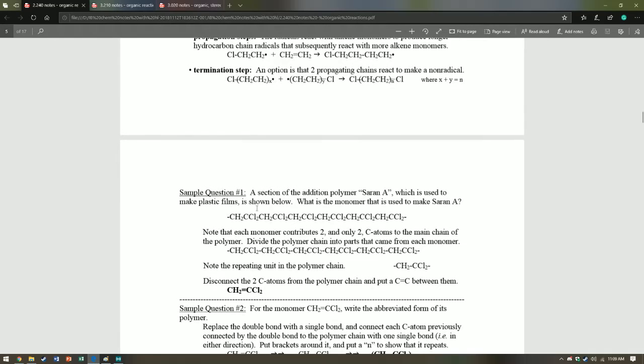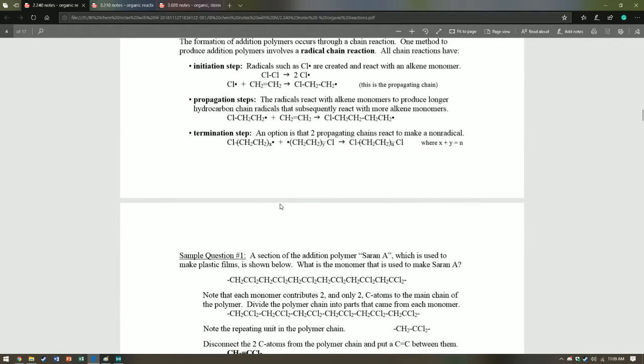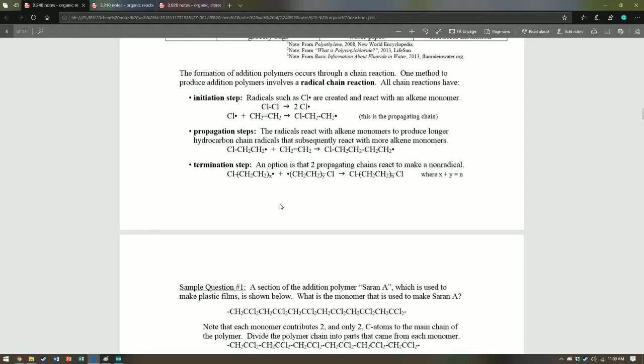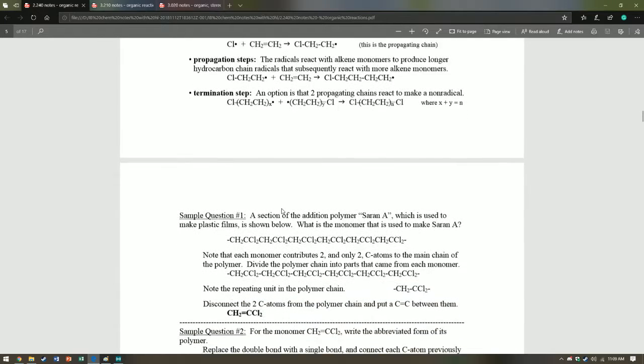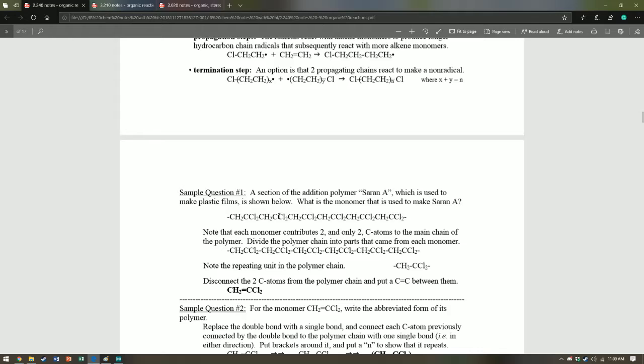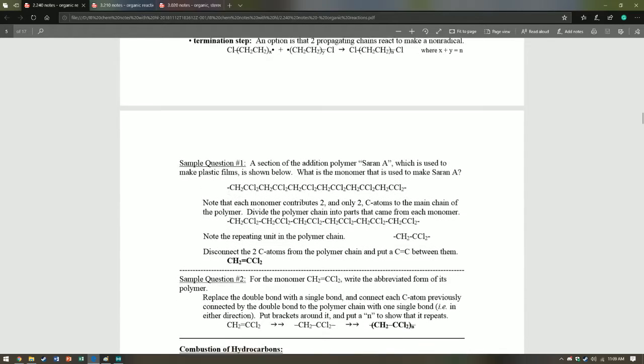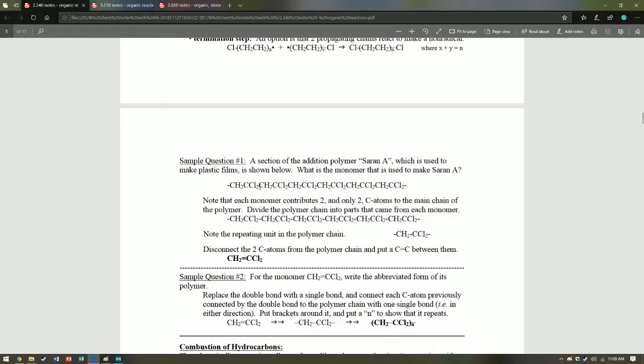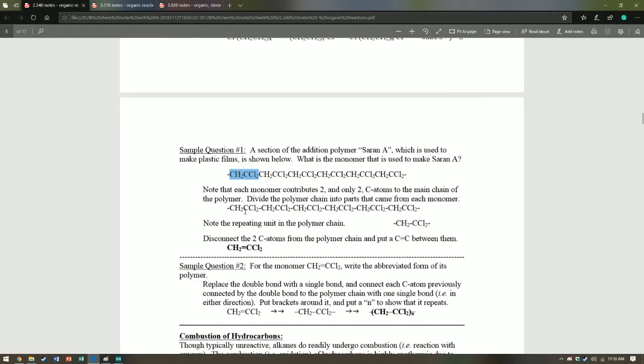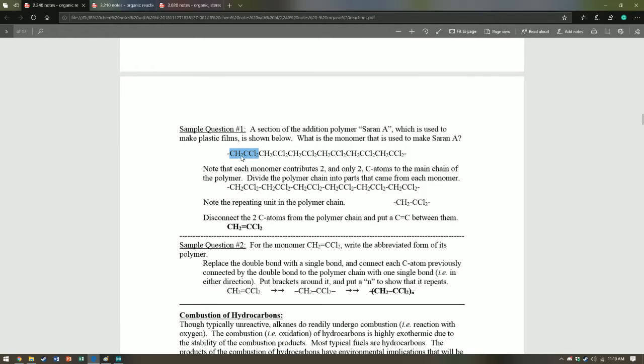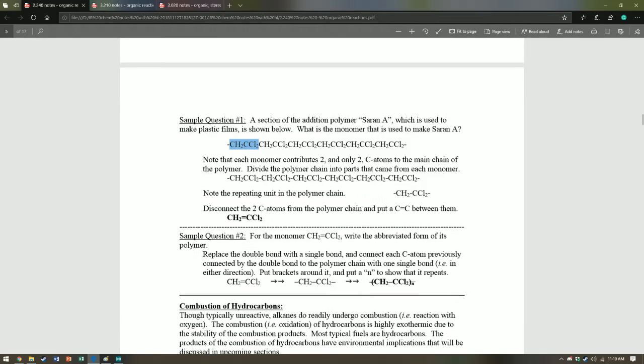We know how to go from monomer to polymer, but what if you wanted to know the specific monomer that made up a polymer? You'll be given a section of polymer and look for the smallest repeating unit. Here it would be CH2CCl2. Clearly this is the repeating unit, and then you can draw out a Lewis structure for that repeating unit. In this case, the carbons would have to be double bonded. That's how you go backwards from going forwards.